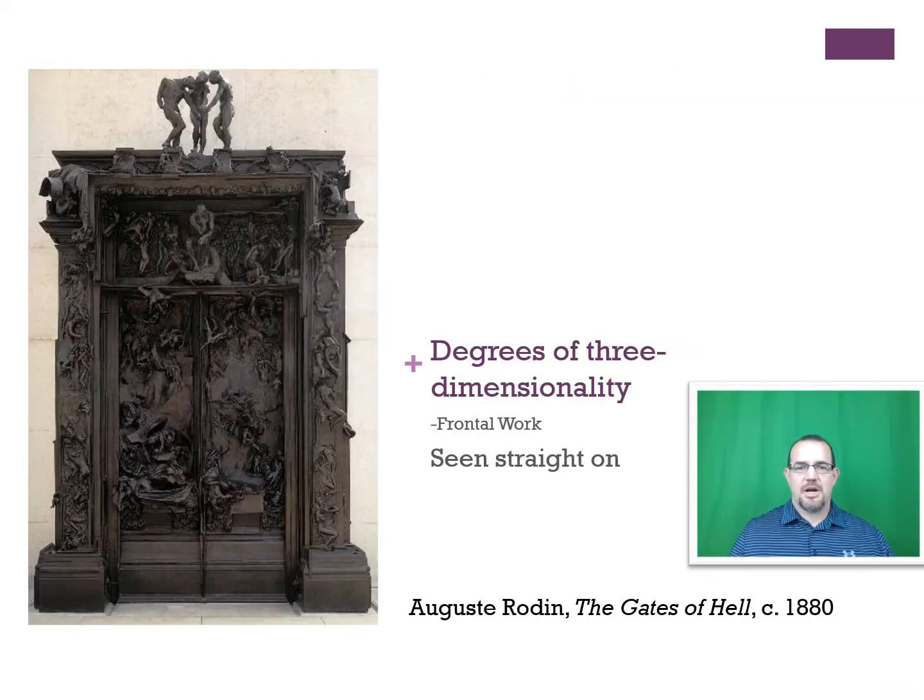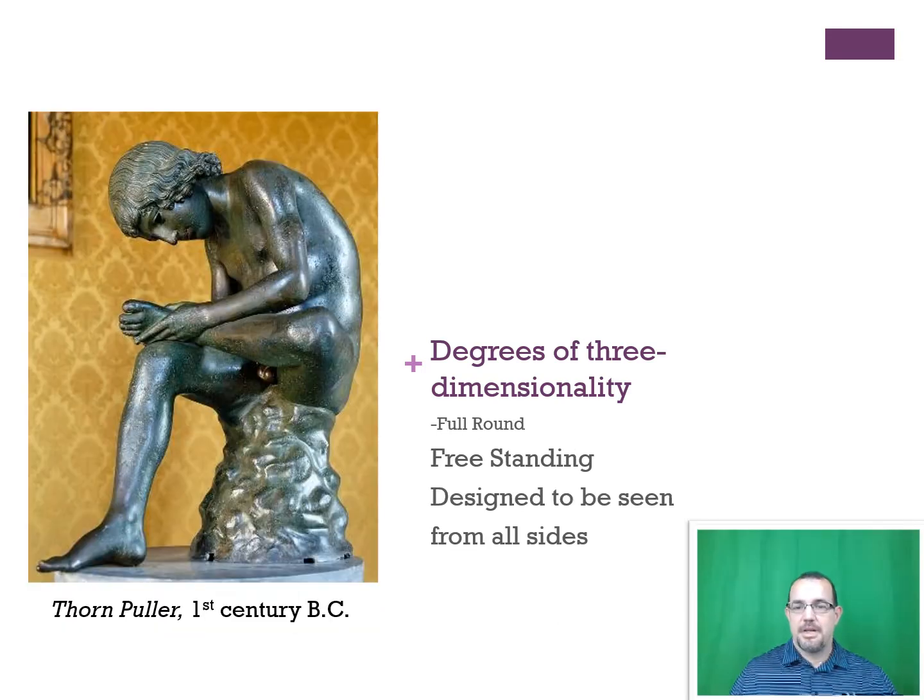Now this is an awesome piece of frontal work, and with frontal work, it's made to be seen straight on. So you have to be in front of the piece to really experience the sculpture itself. Now, a full round sculpture is a lot more dynamic. As we see here with Thorn Puller, it's freestanding and it's designed to be seen from all sides. So you can enjoy it from the front, sides, back. You can walk around it.